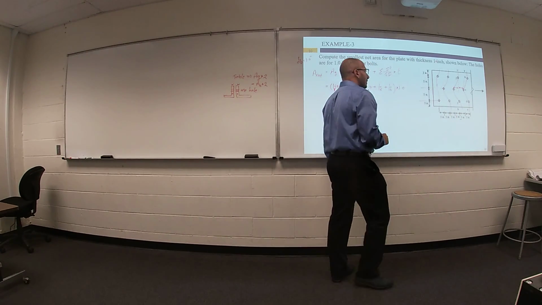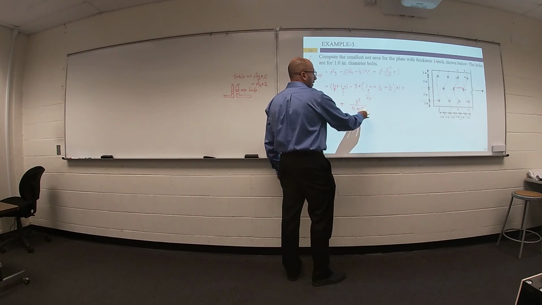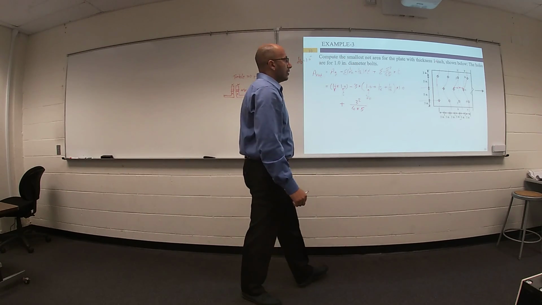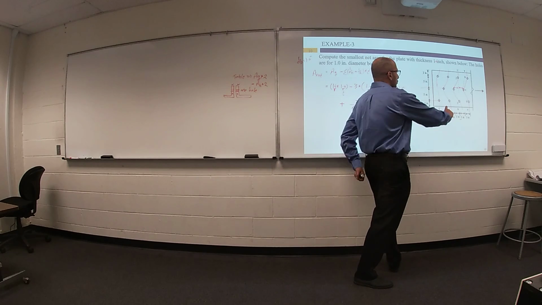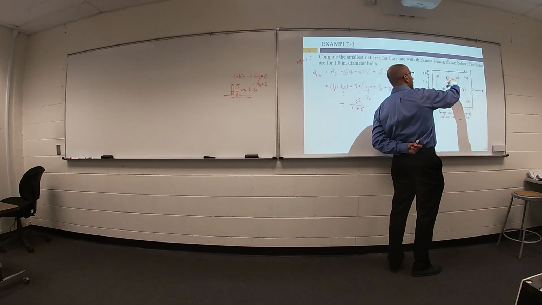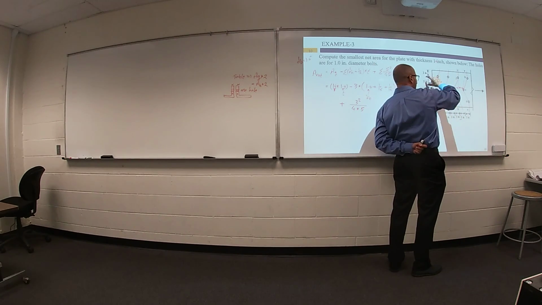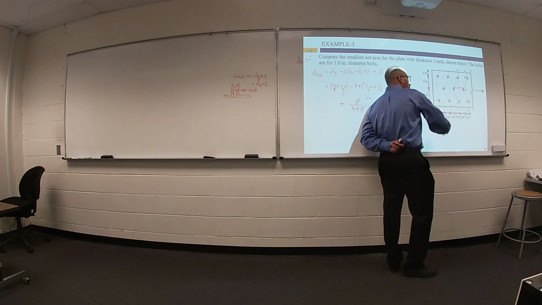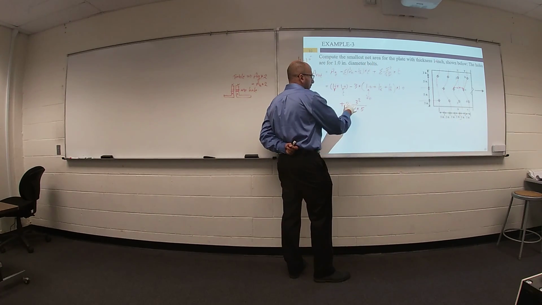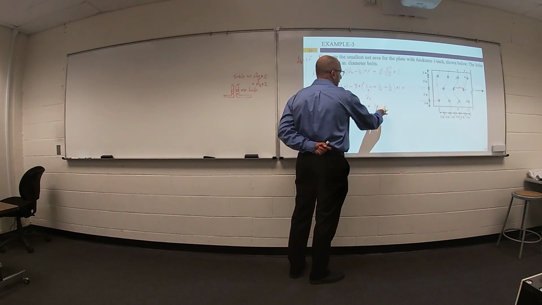P, distance between this row and this row, 5. So your 5 here between this row and this row. We have another row. We have another 5 between this row and this row. So we can multiply it by 2. Times your thickness 1.